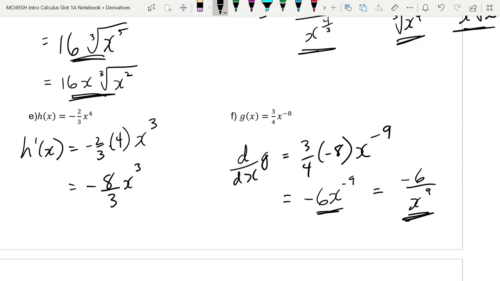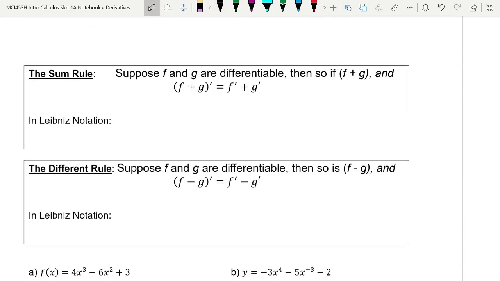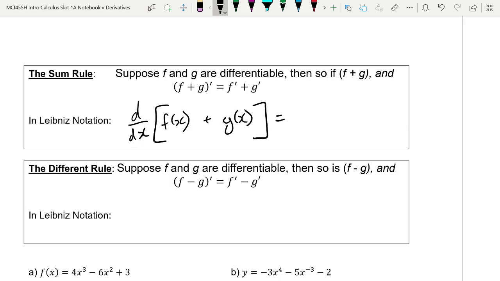All right, so that is the constant multiple and the power rules. The sum rule is basically just that if you're adding together different functions, you can, of course, do the derivative of them separately and then add them together. So in Leibniz notation, the derivative with respect to x of function f of x plus function g of x is basically just the derivative with respect to x of function f plus the derivative with respect to x of function g.